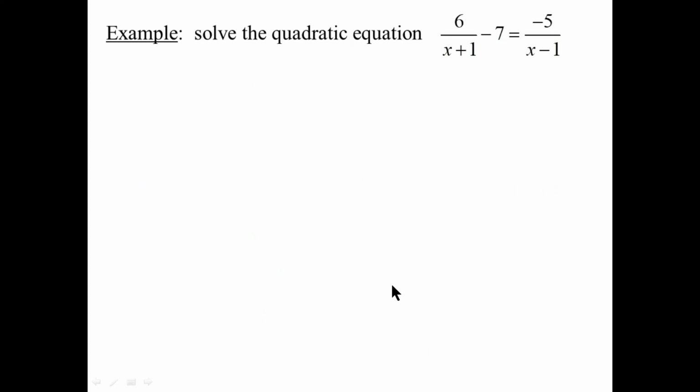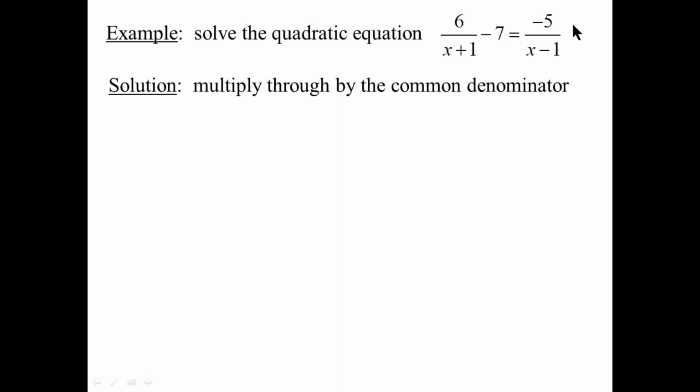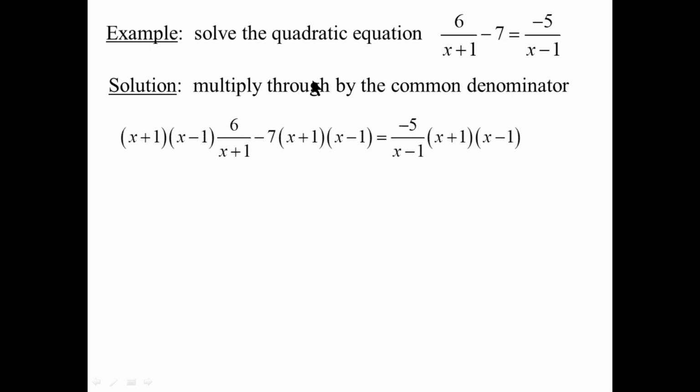Example, solve a quadratic equation. Now, this doesn't look like a quadratic equation. Solution. Multiply through by the common denominator. If we were to add and subtract fractions in this, our common denominator would be x plus 1 times x minus 1. We learned that when we learned to add and subtract fractions. So what we'll do as a strategy is multiply through by this common denominator, x plus 1 times x minus 1. And that means every term.